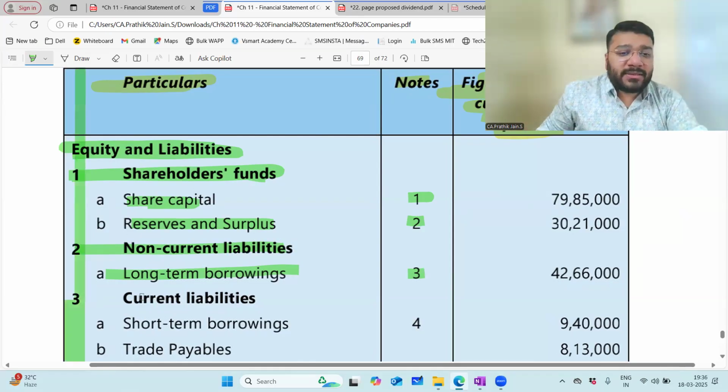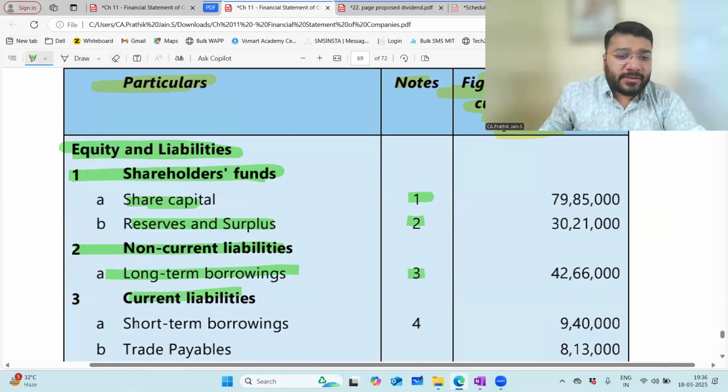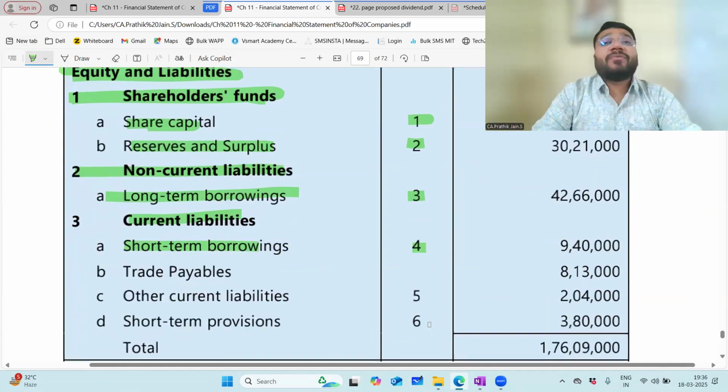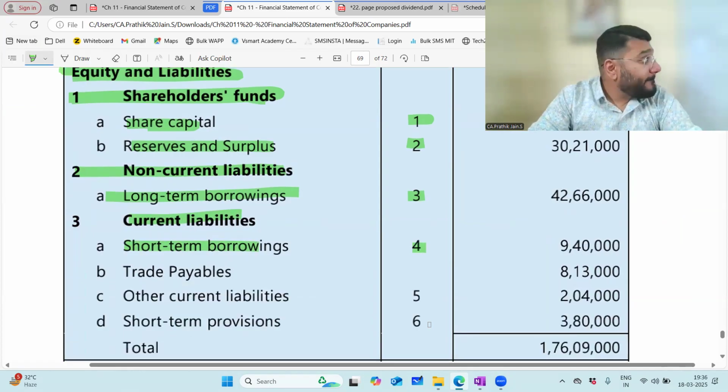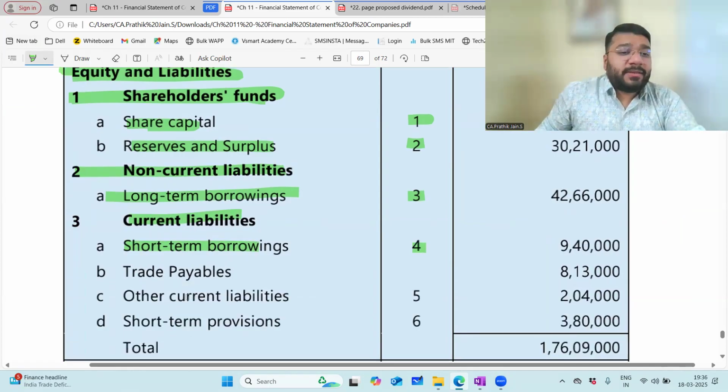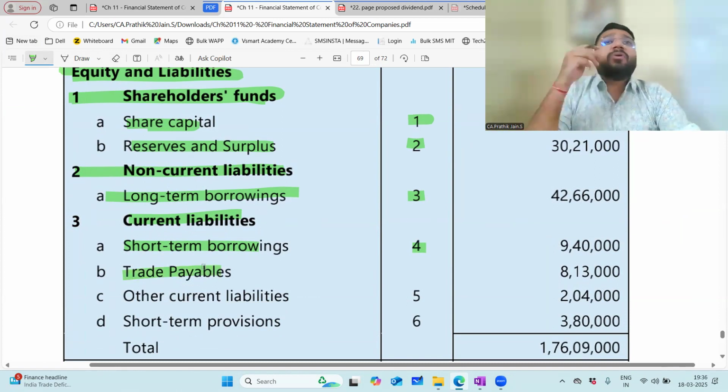3 is next, current liability. Current liability. First item is short term borrowings. Note 4. Because you have a breakup of short term borrowing, multiple breakups of short term borrowing. Next is trade payable. Trade payable, direct amount, there's no aging, so you can write it directly in the outer column.